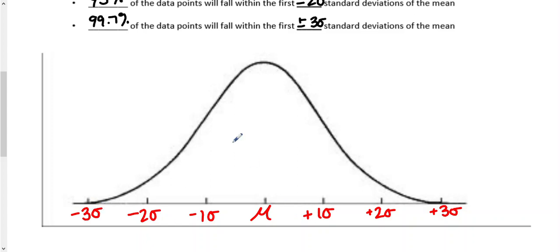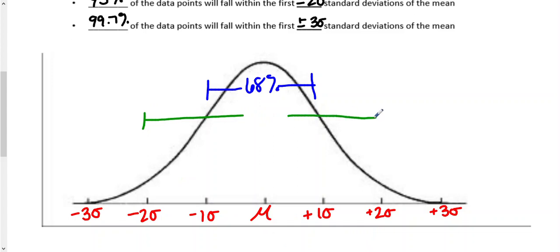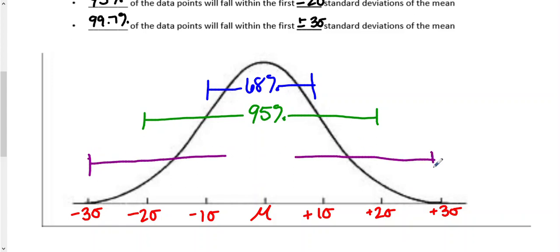And so what our rule tells us is that between -1 standard deviation and +1 standard deviation, 68% of our data is there. And from -2 standard deviations all the way up to 2 standard deviations, 95% of the data is there. And then from -3 standard deviations up to +3 standard deviations, you get 99.7% of the data.